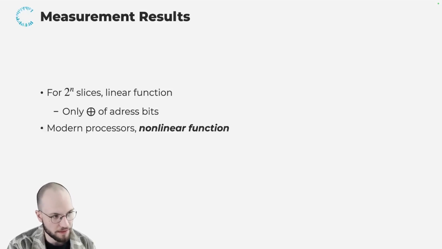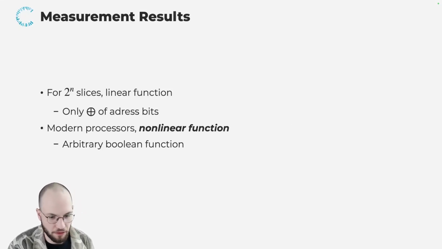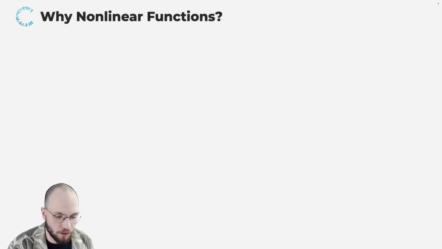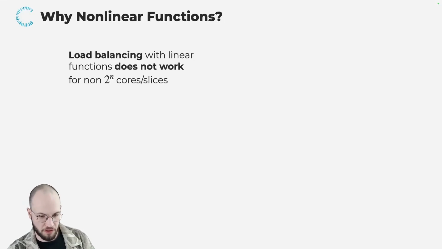But on modern processors, you have non-power of 2 cores and therefore also non-power of 2 slices, or performance and efficiency cores. And therefore you get a nonlinear function, which can be an arbitrary Boolean function, for example, like this one here on the right. I already talked a little bit about it before, but why do we need these nonlinear functions? Well, because load balancing does not work well with only linear functions if you have a non-power of 2 cores or slices or indices in your microarchitecture element.